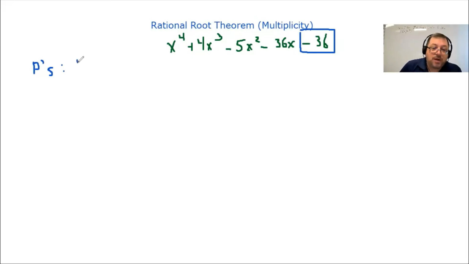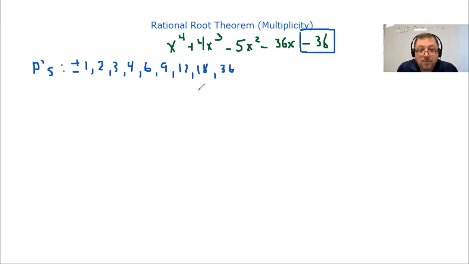So let's write it in the right format. Plus or minus 1, 2, 3, 4, 6, 9, 12, 18, and 36. So that's how we do our P's. 1 times 36 is 36. 2 times 18 is 36. 3 times 12 is 36. 4 times 9 is 36. And 6 times 6 is 36.